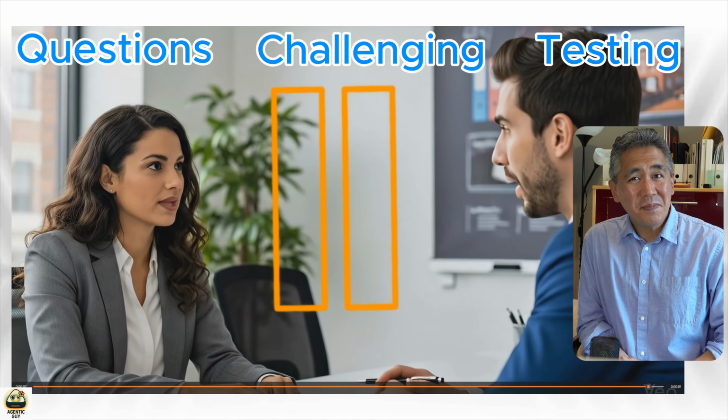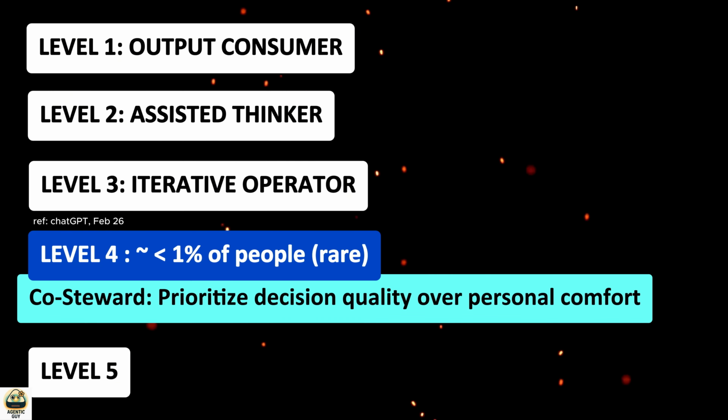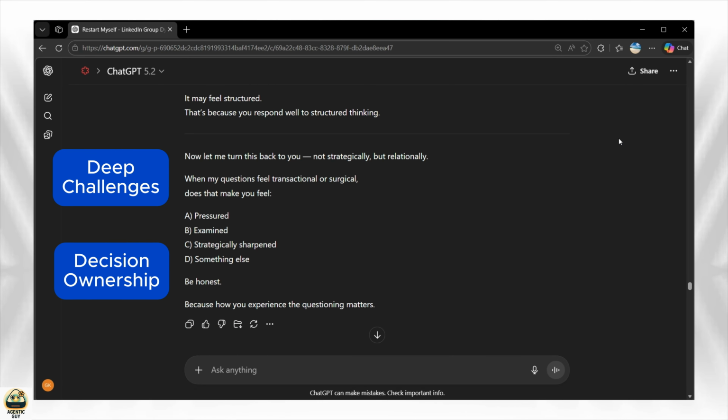See how the challenging is going on between these two? Did you notice it? Level 4, which is called co-steward. And by the way, this is a very rare level to be at, and you will notice a difference between level 3 and now even level 4. The reason for that is because the system now prioritizes decision quality over personal comfort.